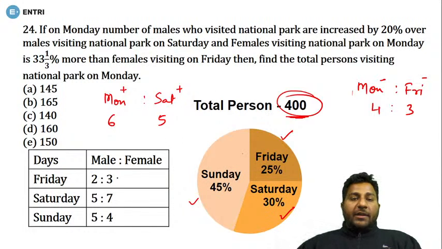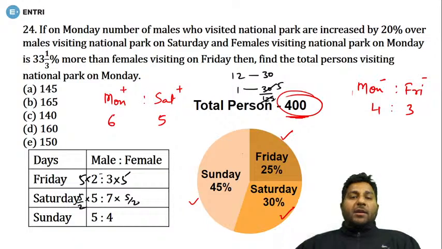If we convert it into percentage: on Friday, males and females are 25%, which means we need to multiply with 5 to convert it into percentage. On Saturday, we need to convert. Saturday is 30%. So 6 equals 30 by 12, that means 1 equals 5 by 2. So let's multiply with 5 by 2 for each. Since we have to take the total persons visiting on Monday, we can easily find out. Multiply with 3 and with 5 by 2.